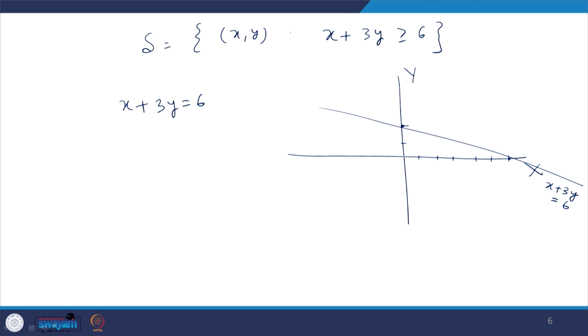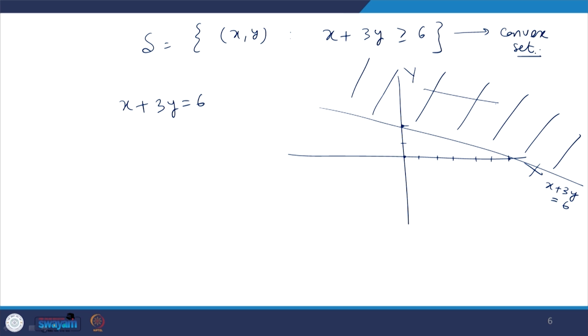Now, you take a point on either side of the line. Suppose you take the point (0, 0). 0 plus 0 is greater than or equal to 6. It is not true, it is false. That means shade opposite to this point, that is here. So, one can clearly see that this region is a convex region, because if you take any two arbitrary points in the region, the joining line segment lies totally inside the region. So, this is a convex set.